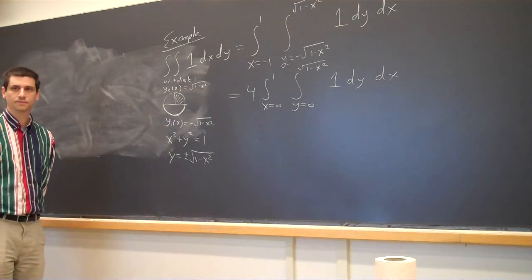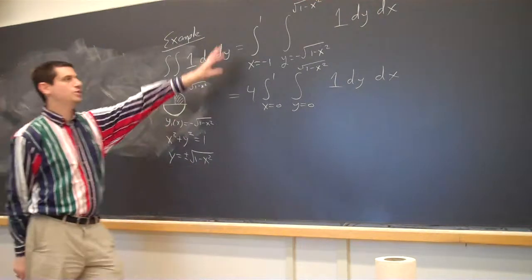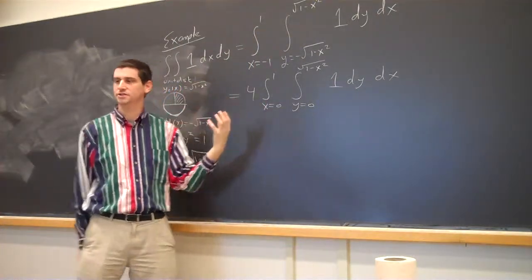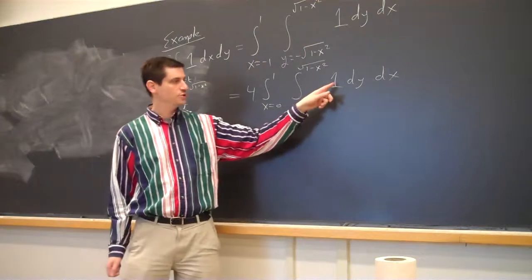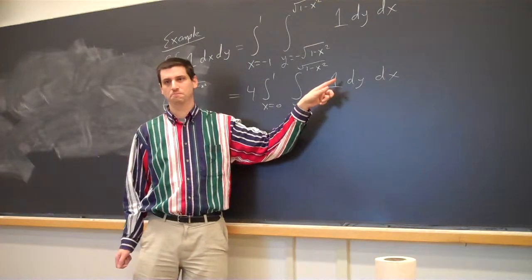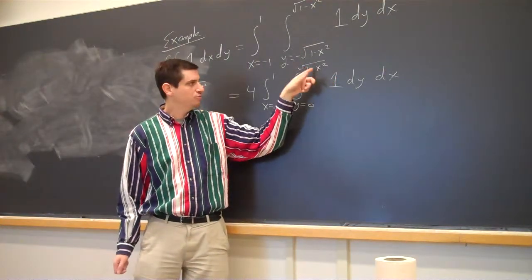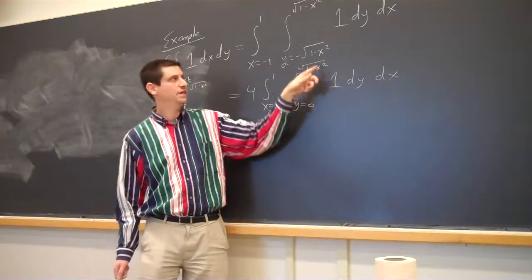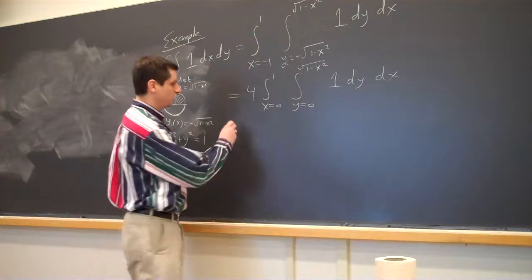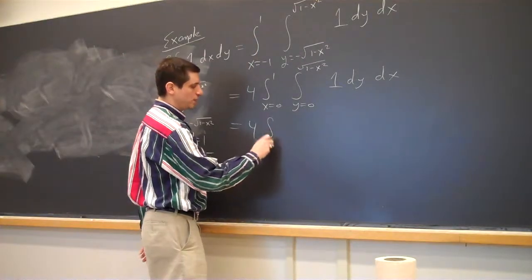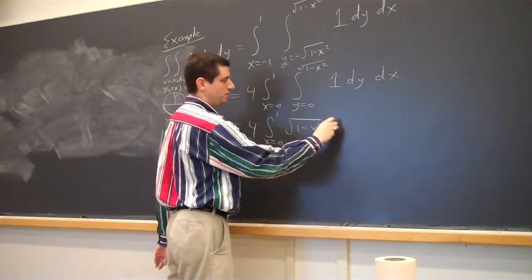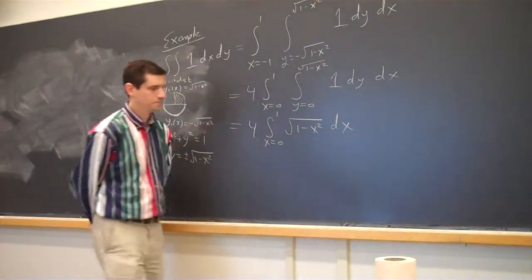If you don't see this, you can of course just keep it like this, but if you can start to notice this, you can make your life a lot easier. What's the integral of the function 1? Y. So we get root 1 minus x squared minus 0, just the square root of 1 minus x squared. If I hadn't done that, I would have had twice that. So I have 4 times the integral x goes from 0 to 1 of the square root of 1 minus x squared dx.